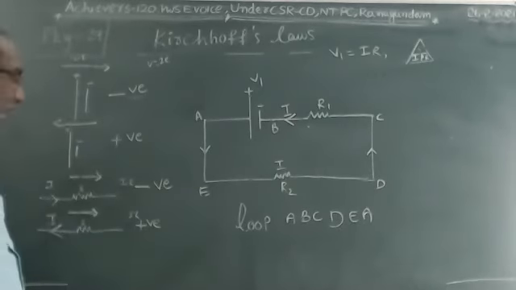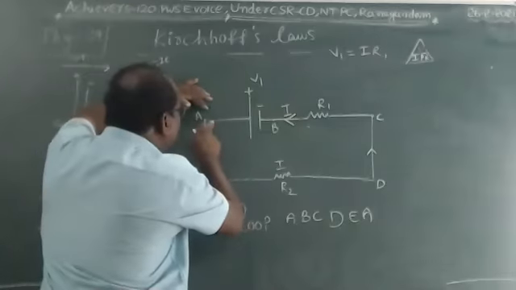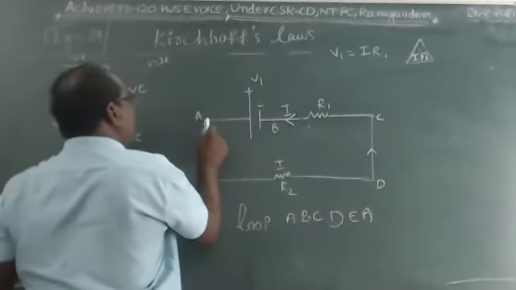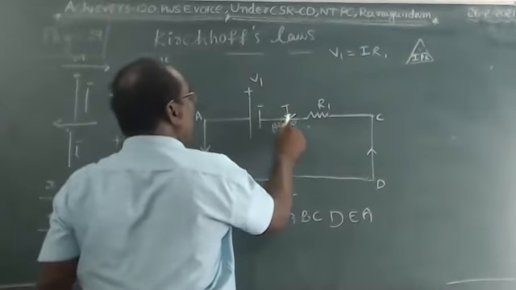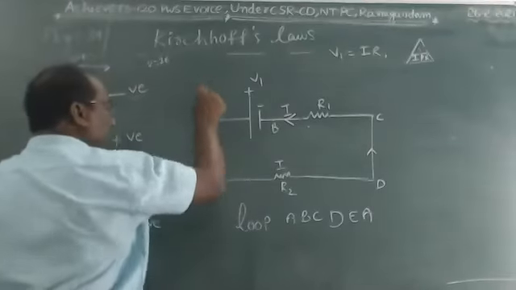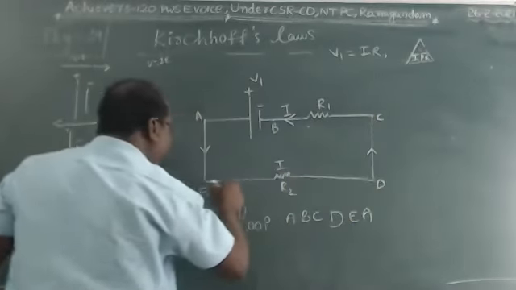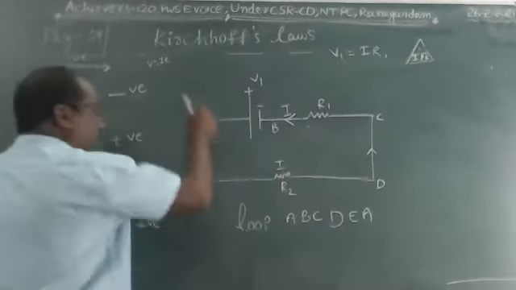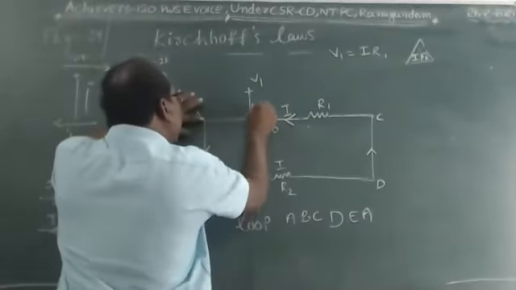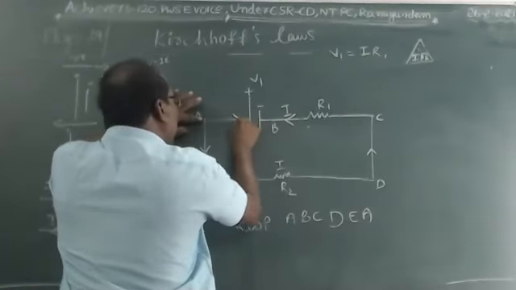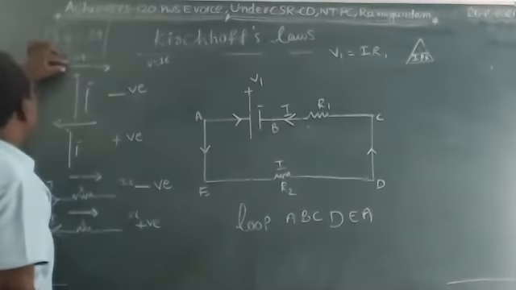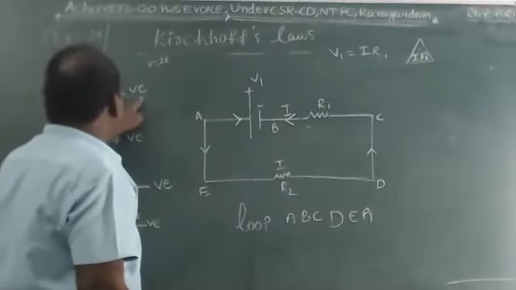Okay, children. According to the loop, the potential difference is moving in this direction, A, B, C, D, E, A. It means it is completely closed, a loop. It will rotate one complete circuit. Now, according to this, the loop is moving this way, which means the potential difference moves from the positive terminal to the negative terminal. When it moves from positive terminal to negative terminal, that value is negative.